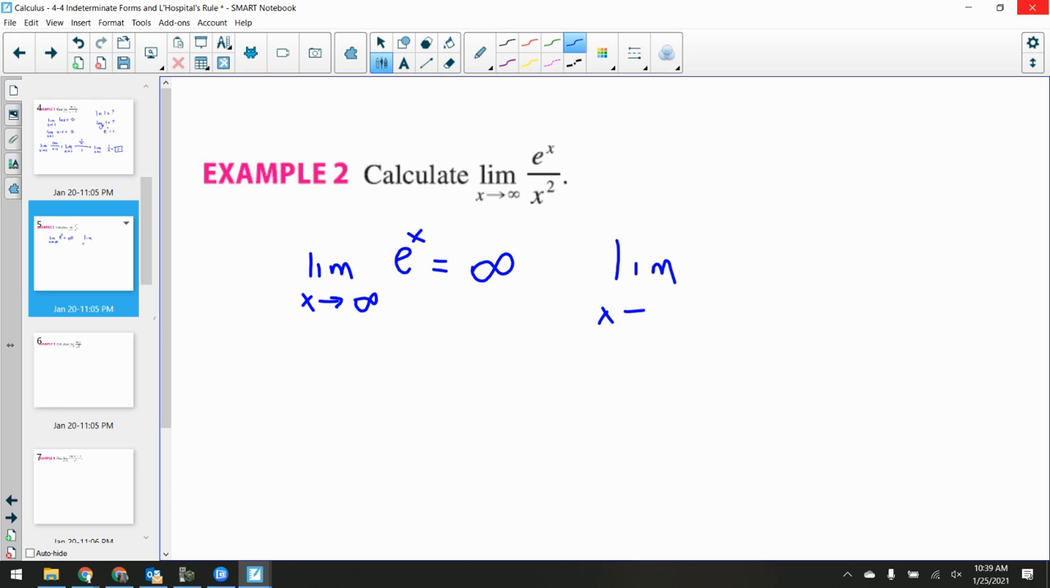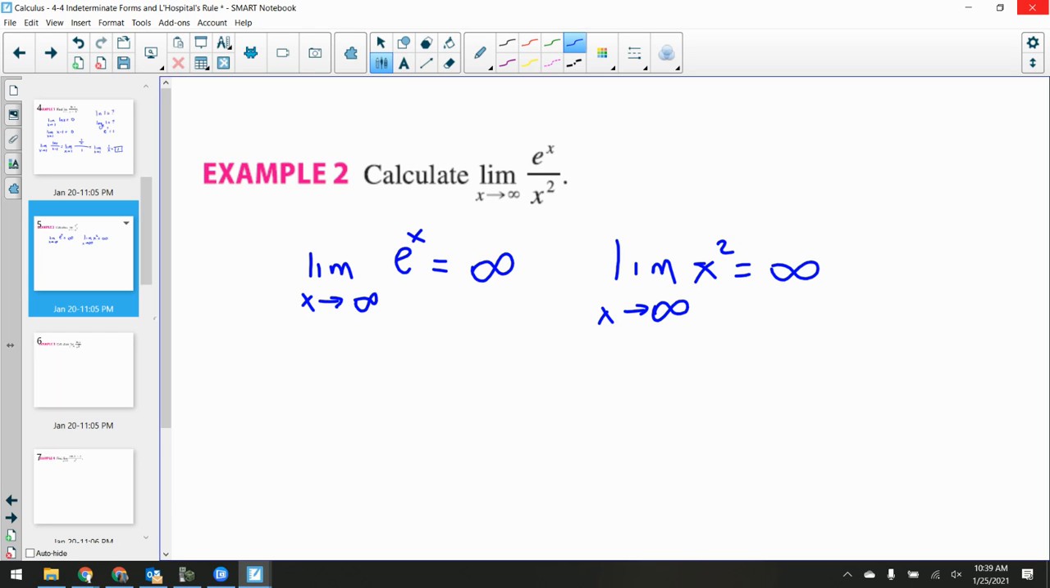Same thing here. x squared is infinity as well. So this is an indeterminate form of infinity over infinity. I don't know which one is growing faster or slower than the next, right? e to the x or x squared. So I can't tell if I find the quotient of them where it's actually going to be at.